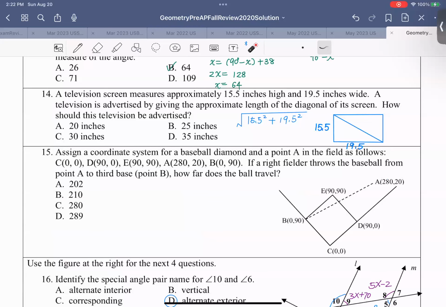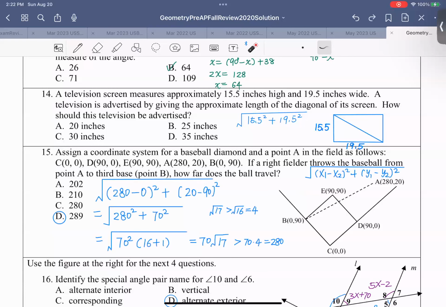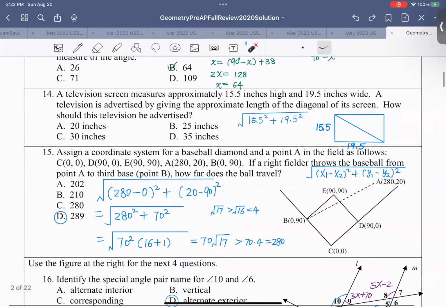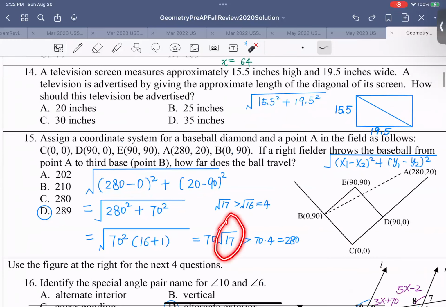Do we really need a calculator for this one? How do you get this one? You know the square root of 17? I mean, it's 280 squared plus 70 squared. So if that's square rooted, I don't think that's less than 280. Exactly. That would be more than 280. So automatically this is more than 280, because 17 is more than 16.